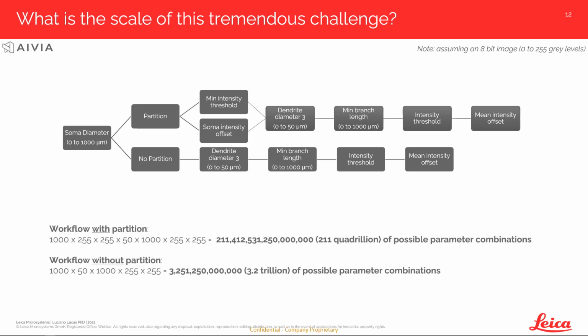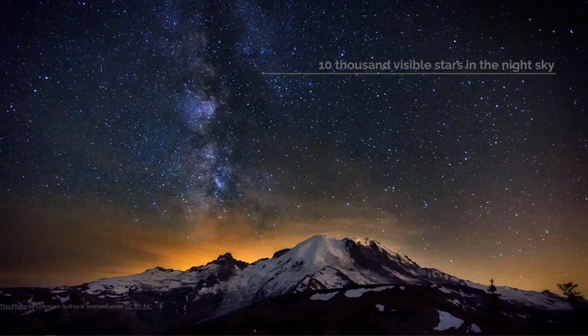Just for scale, I tried to estimate here how many possible parameter combinations there are for the recipes that we have, or the image analysis pipelines that we have for neuron analysis. And it's somewhere between 3.2 trillion for the simpler version of the recipe, all the way to more than 200 quadrillion possible parameter combinations. And that is a staggering number. So the scale of this challenge is tremendous.